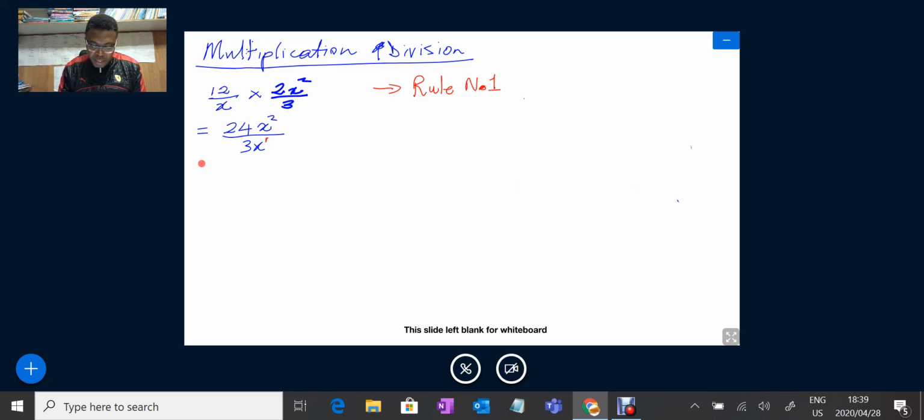Now the step following this one, 3 into 24. What is 3 into 24? It's 8.